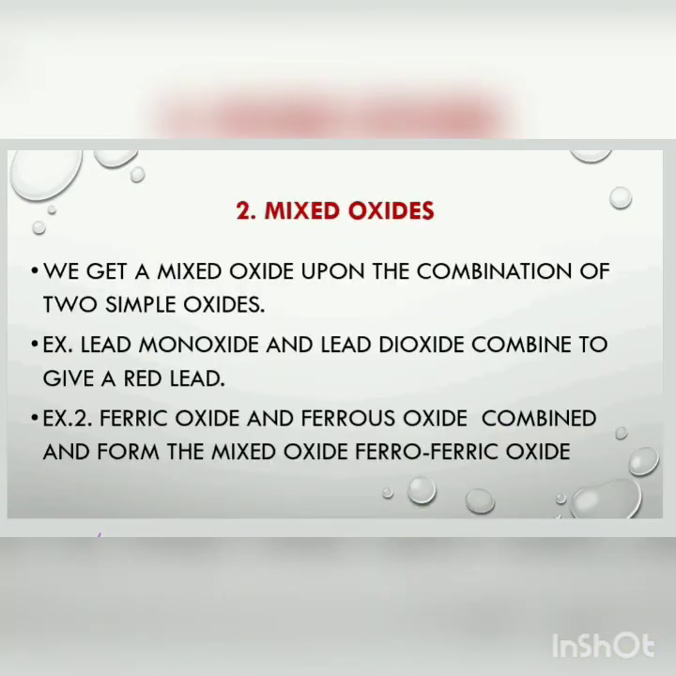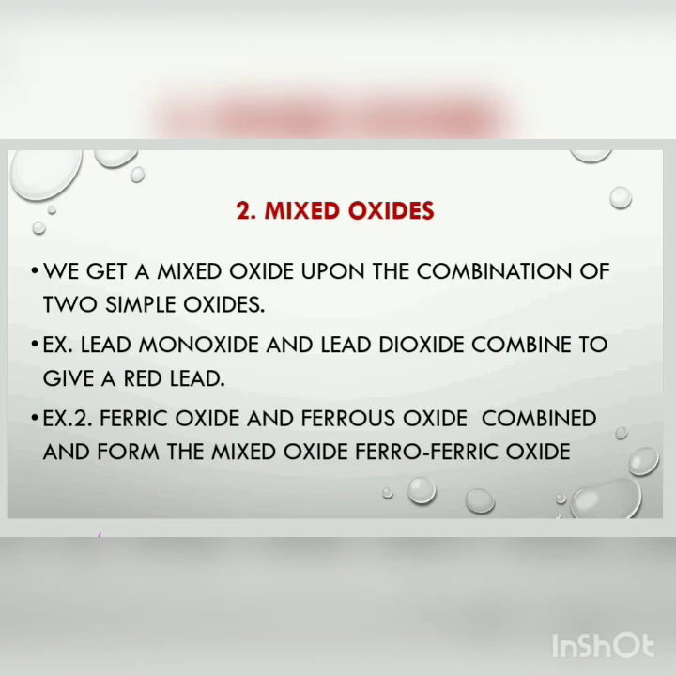And next one is the mixed oxides. So we get a mixed oxide upon the combination of two simple oxides. For example, lead monoxide and lead dioxide, when combined with each other, give a red colored oxide. So this oxide is known as mixed oxide. And example number 2, ferric oxide and ferrous oxide combine together and form the mixed oxide, that is ferroferric oxide.